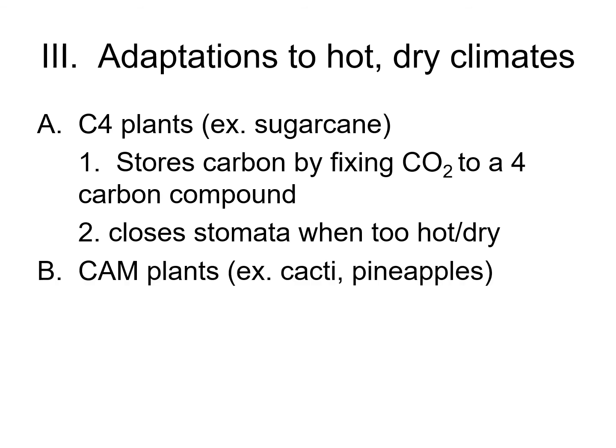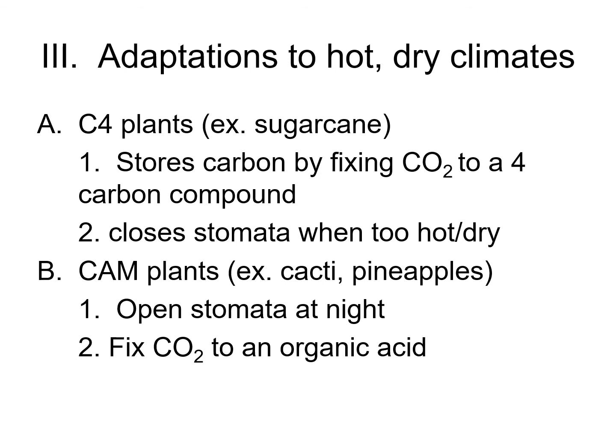A second adaptation is seen in plants called CAM plants. These tend to be thick, succulent plants like cacti and pineapples. CAM plants have the strategy of opening their stomata at night. When it's cooler out and more humid, they can take in CO2 without losing too much water, and like the C4 plants, they will fix that, make it organic, store those organic molecules, and use them later in the Calvin cycle to fix carbon dioxide and make glucose.